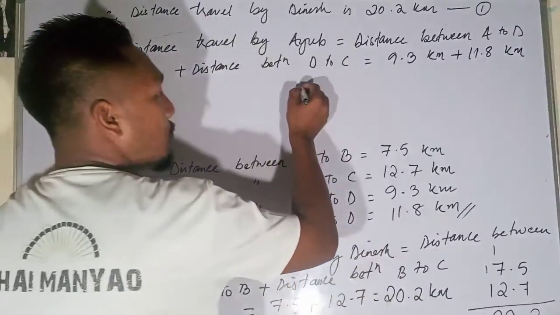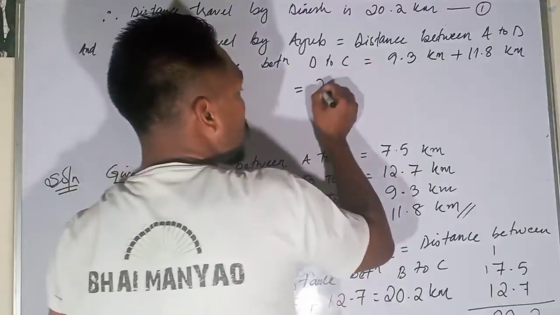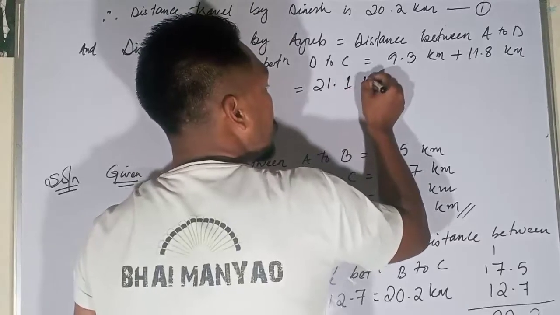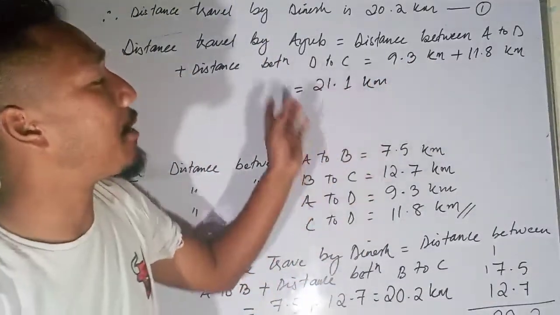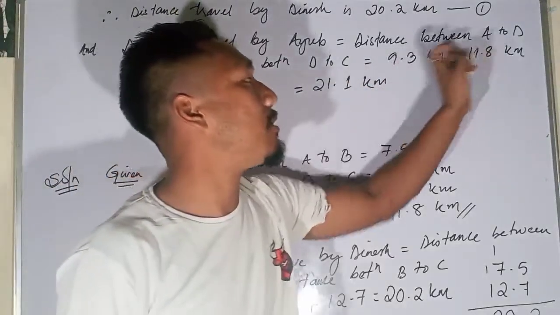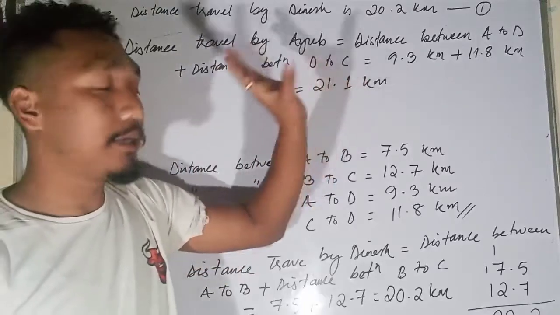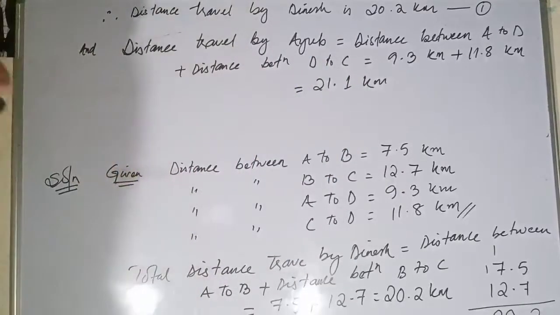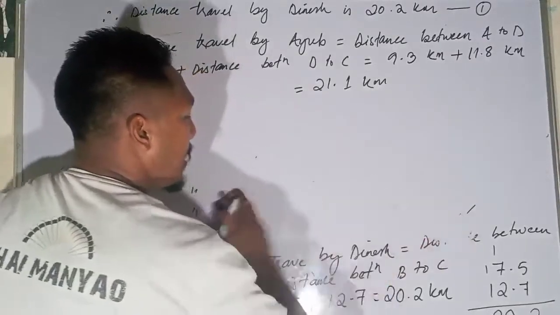If I add these two numbers, I will get exactly the answer: 21.1 kilometers. I think you have already learned how to add, so I'm adding directly. So 9.3 plus 11.8, your answer will become 21.1 kilometers. This is the distance traveled by Ayub.